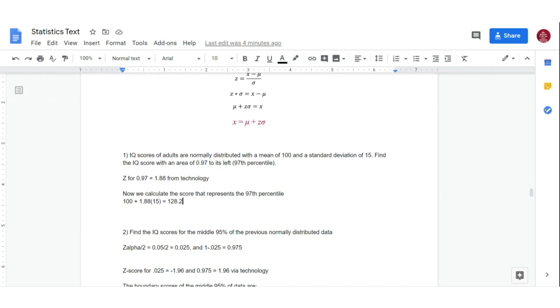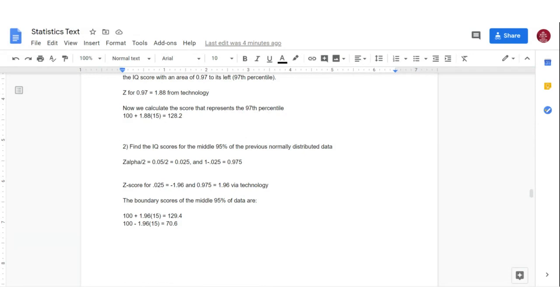All right. So let's just look at these couple real quick and then we'll take a little break. Find the z-scores for the middle 95%.